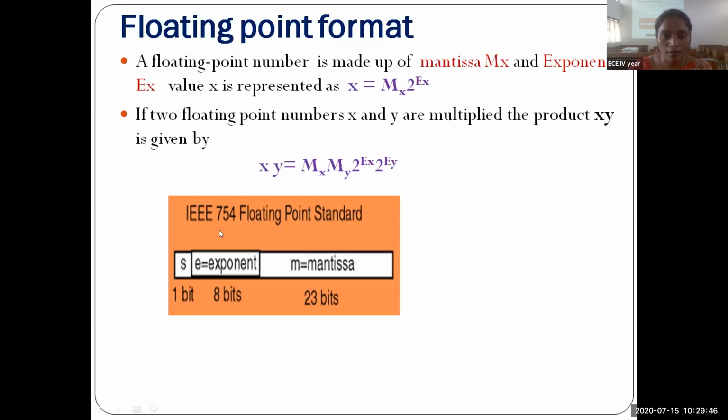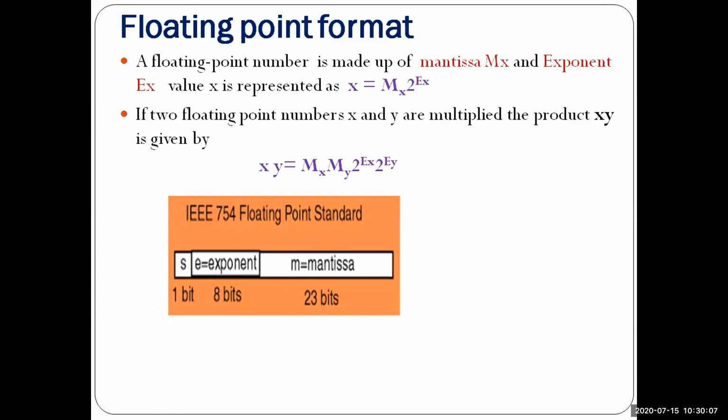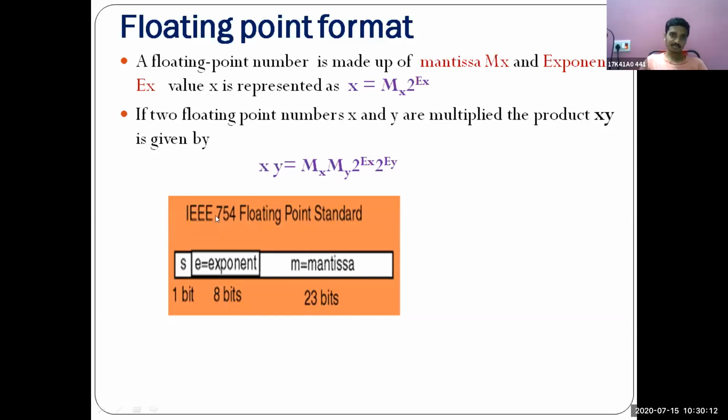There is a standard format for floating point which supports your DSP processor, that is IEEE 754 format. See, in total how many bits are there in this format? Count, all of you. 23 plus 8 plus 1, how much? 32. Only Pavan is giving answers. 32, right?